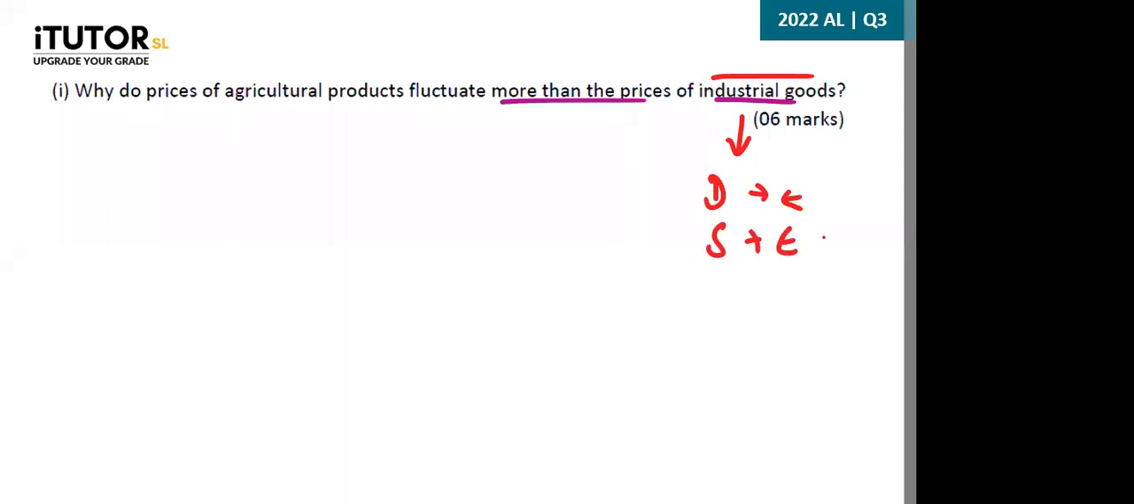Why? Because for industrial goods, you can make people work overtime. You can buy a new machine and produce. So when that happens, I don't think the answer speaks about elastic and all. We'll see, right? Even if the supply increases a little, the price won't change much. That is for industrial goods.